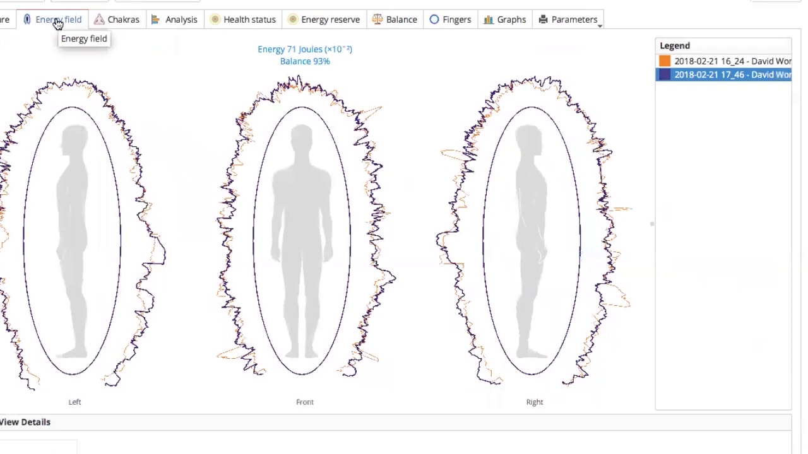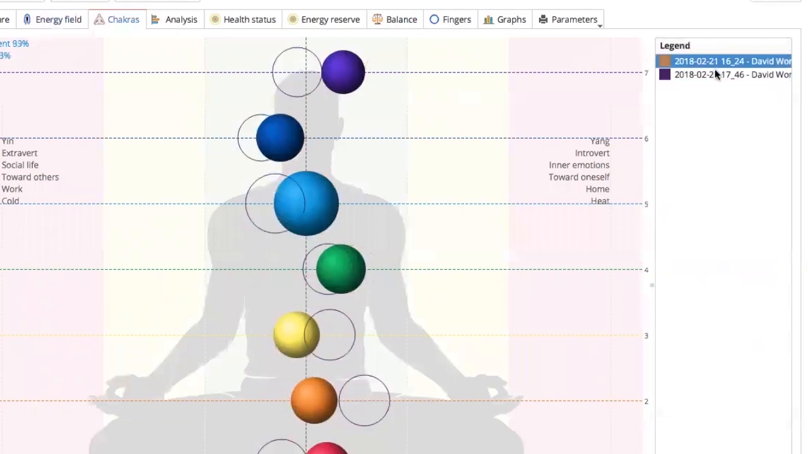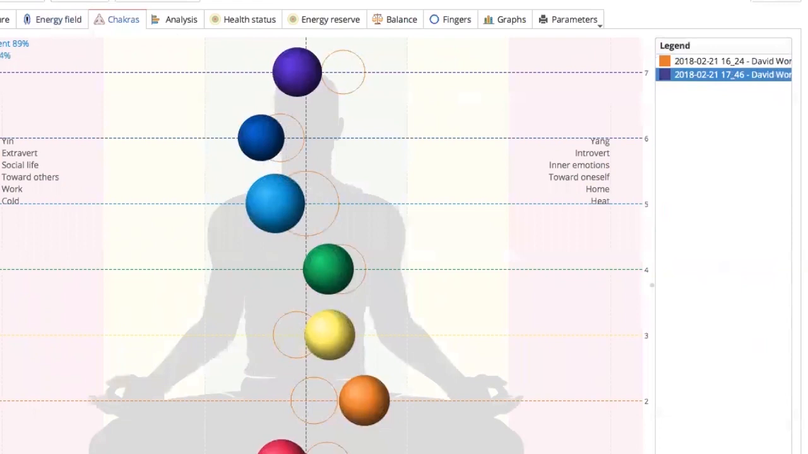Okay, and you can see the comparison of the energy fields and the chakras. Let's see, they get more aligned, less aligned. So yeah, it went less aligned. It was more aligned before, and then went less aligned. It went from 93 to 89, and that's pretty common. Whenever you increase your energy levels, it tends to throw off your chakras, because you're creating movement inside of your chakras.